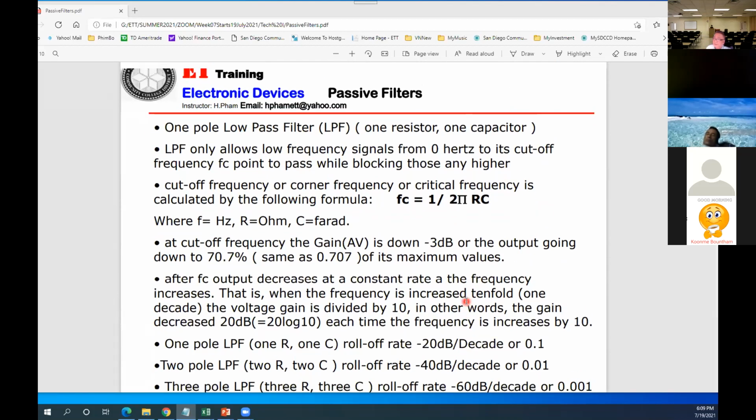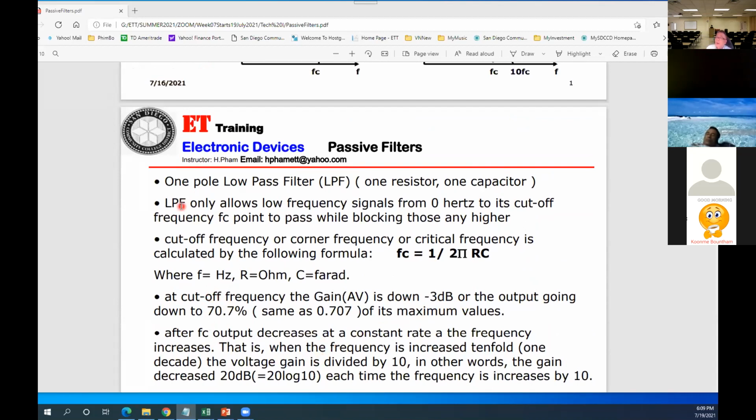Now, one pole low pass filter. That means when you get a circuitry with only one resistor and only one capacitor, that's what they call one pole. A low pass filter only allows low frequency signals from 0 Hz to its cutoff frequency to pass, while blocking any frequency higher.